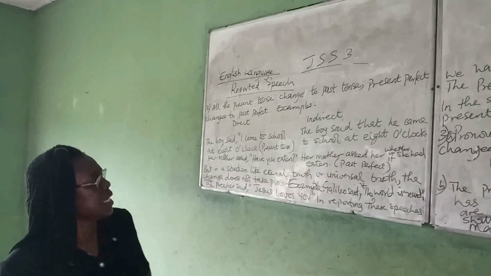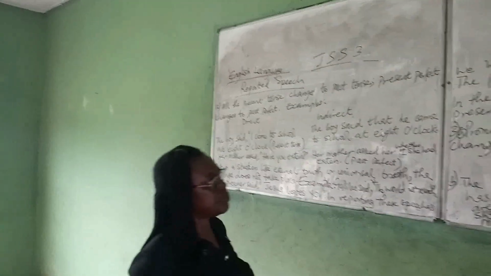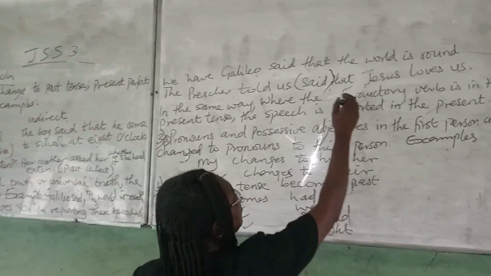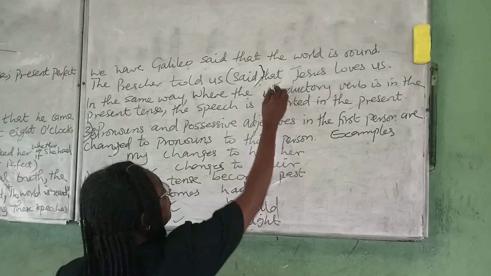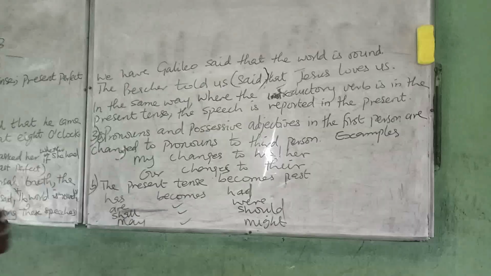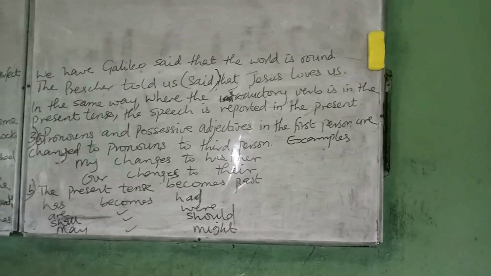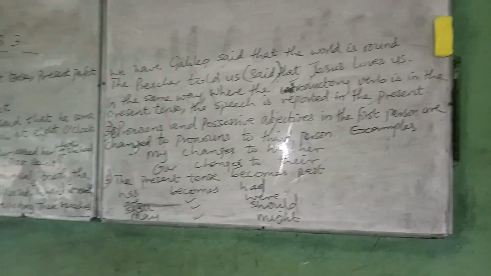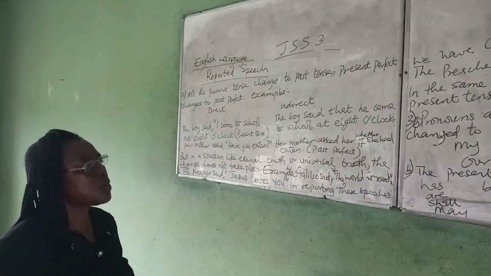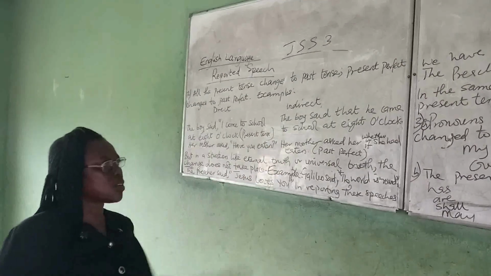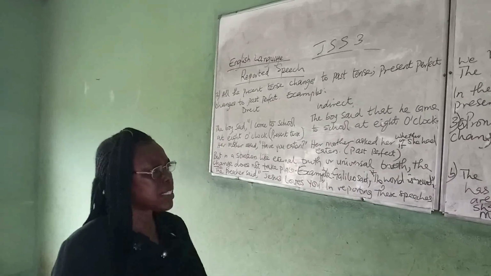Then, in the same way, where the introductory verb is in the present tense, the speech is reported in the present tense. If you remember my first example where I said, the boy says, mom is calling you. Because of that says, which is in the introductory part, I now reported, the boy says, mom is calling me.